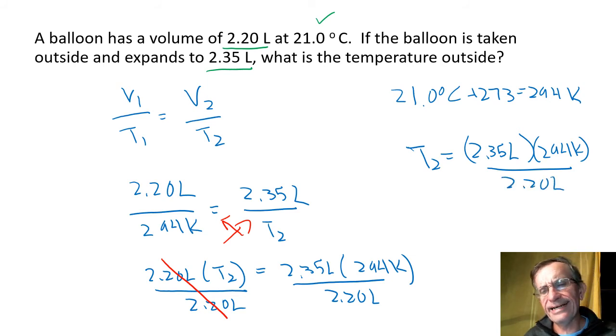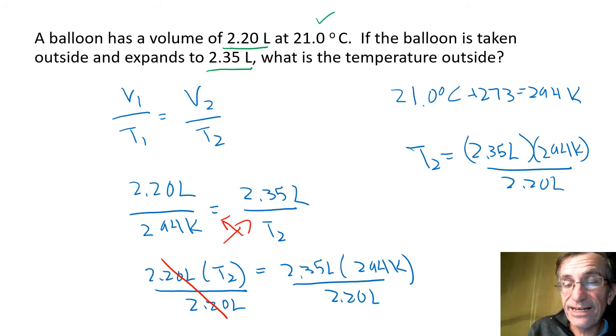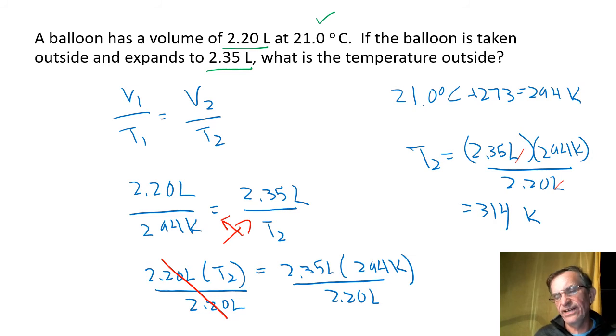If you're working on your calculator, you multiply, you divide, and all that. You type that in. Oh, let me check my notes here. I got 314. And is that what I got? Yeah, 314. Now, just to be careful of the units on that, liters, goodbye. 314 Kelvin. It would be 314 Kelvin outside.